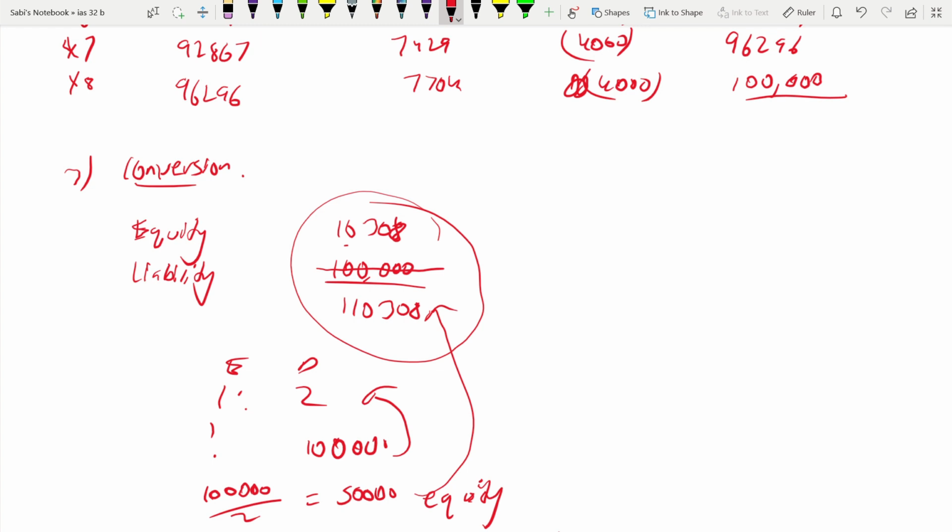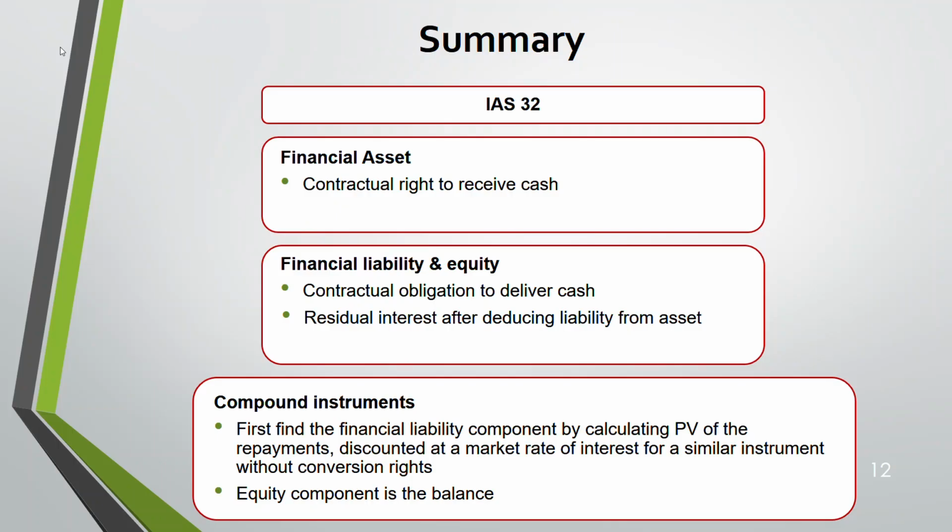Now we'll be summarizing IAS 32. In IAS 32, we have covered three things: financial asset, financial liability and equity, and compound instruments. Financial asset is a contractual right to receive cash. Financial liability is a contractual obligation to deliver cash. And equity is the balancing figure, right? It is the residual interest after deducting liability from asset.